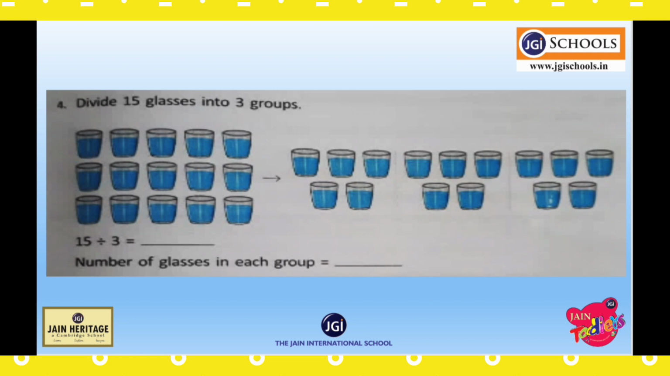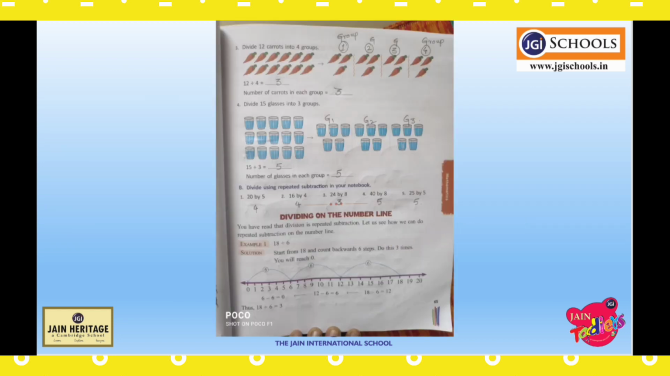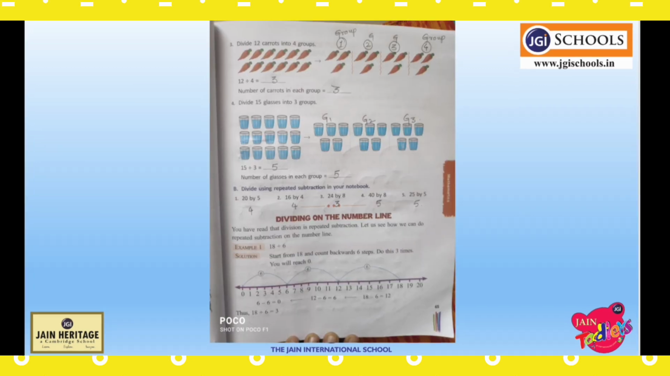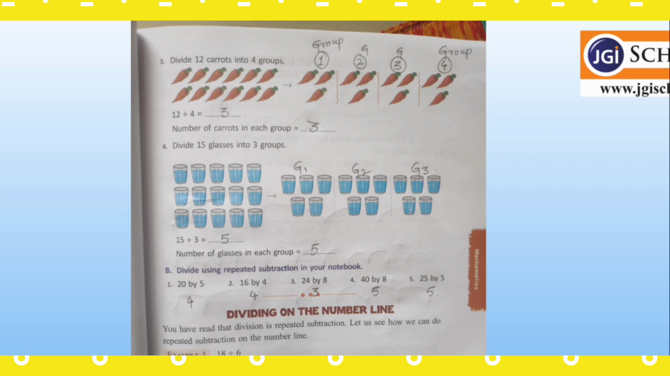1, 2, 3, 4 and 5. 5 glasses are there in each group. So 15 divided by 3 equals 5, and the number of glasses in each group is also 5. Here you can see I have written group 1, G2, G3, group 4 and G1, G2, G3 for glasses. Okay, it is the solved exercise.